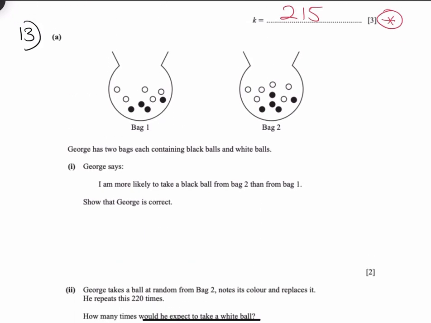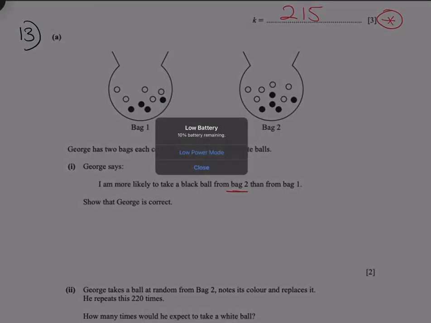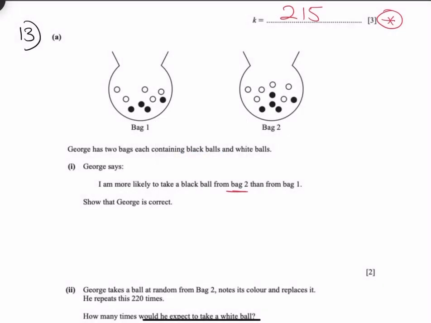Okay, George says that's the last question. George says that I'm more likely to take a black ball from bag 2. So the probability of bag 2 here is 1, 2, 3, 4, 5. I'm just going to say bag 2 here. I don't know why I started with bag 2. So 5 over 1, 2, 3, 4, 5, 6, 7, 8, 9, 10, 11.